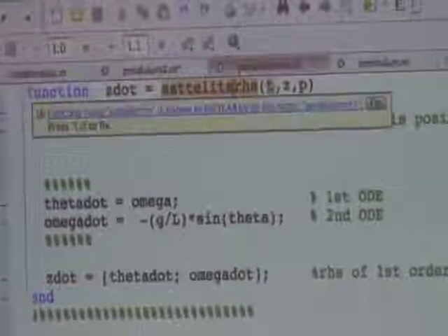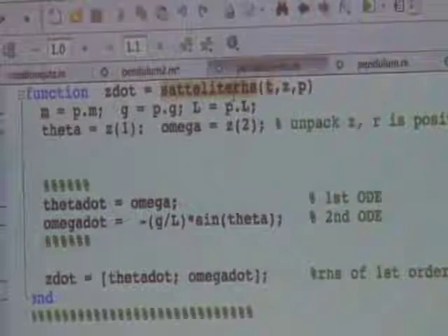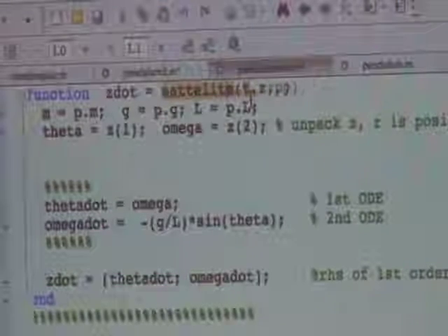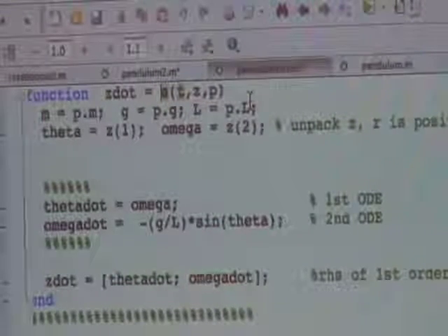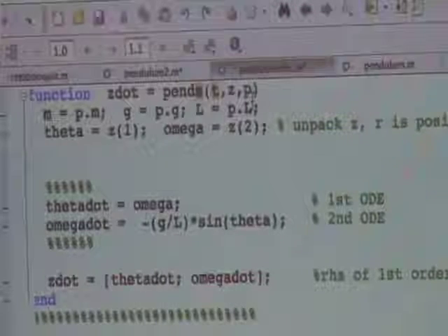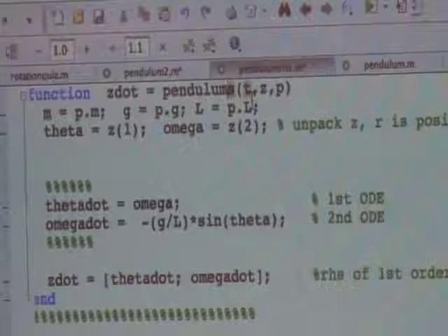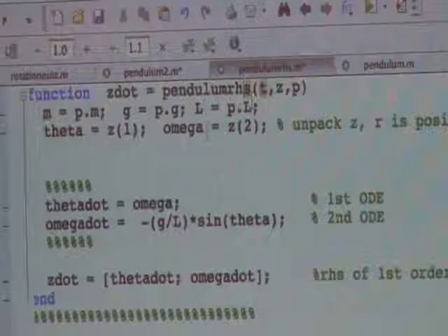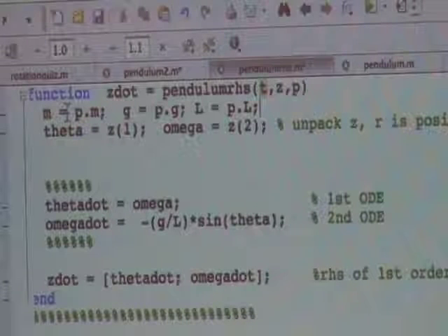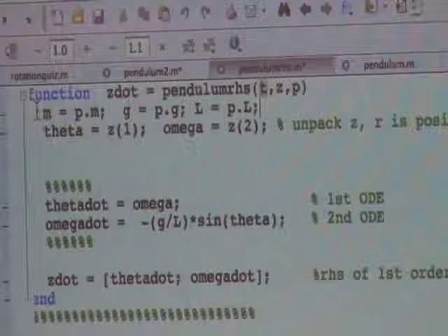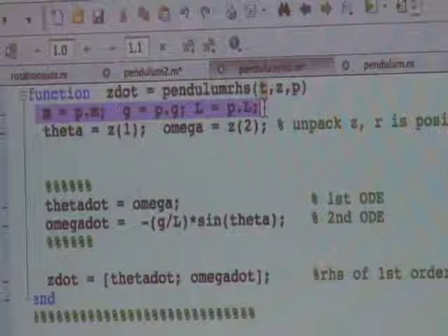This should be pendulum right-hand side. It actually worked without that because it goes by the name of the file rather than the name of what's written up here, but it's certainly bad to write it like that. So we pass in the parameters, which for a pendulum are the mass, gravity, and the length.